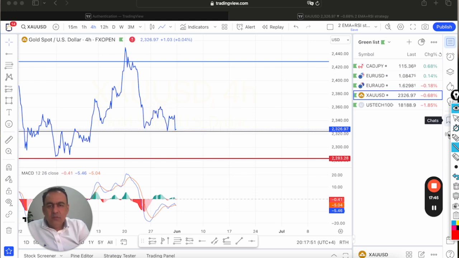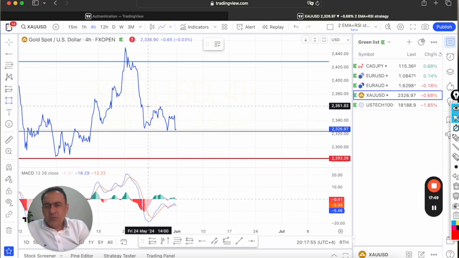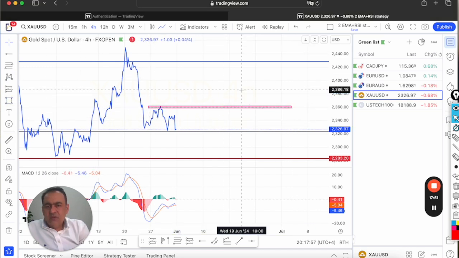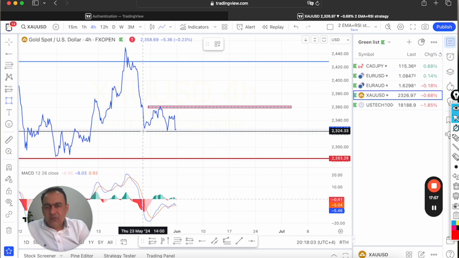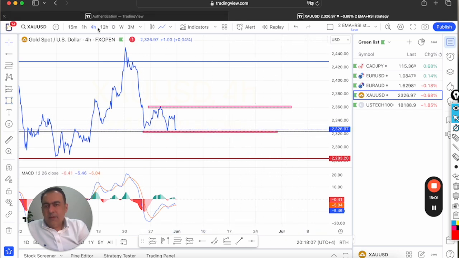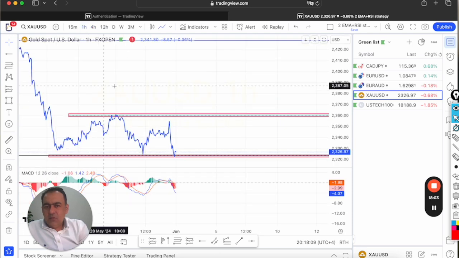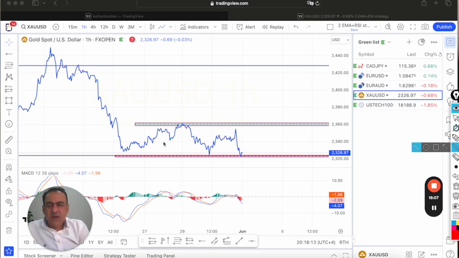So I'm going to plot a resistance box here. So this is the major area of resistance, which is at 2362 or 2360. Short-term support is found at 2322, and moving down to 1 hourly chart, now gold is ranging between 2360 to 2322.